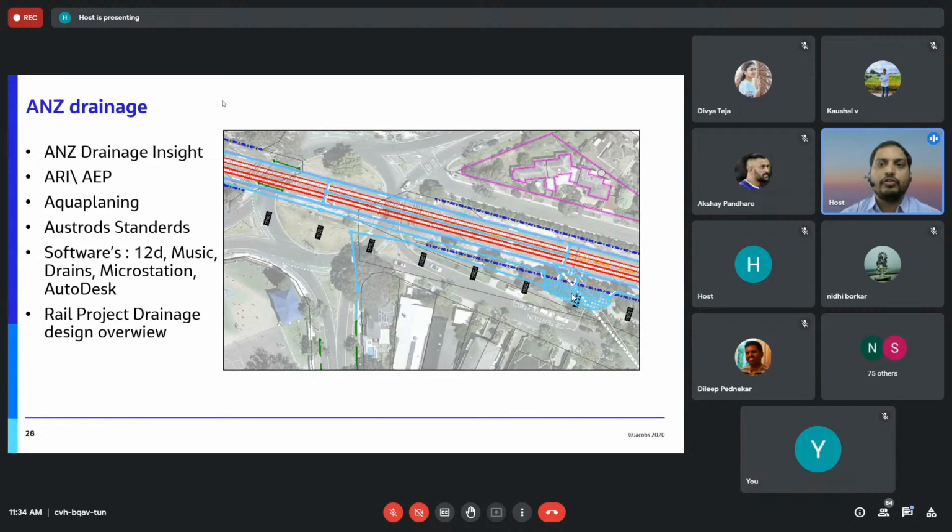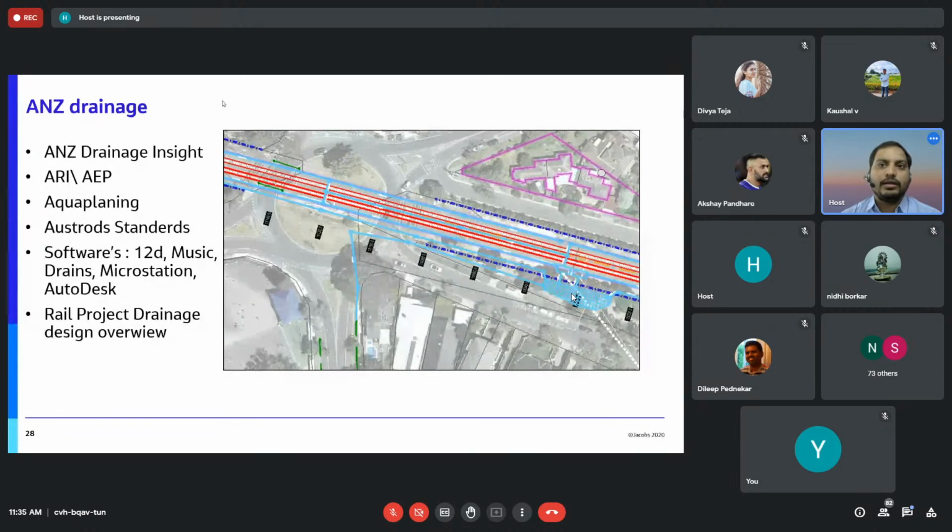So normally the software we use in the Australia New Zealand region is 12D, which is a main basic software, which is a string based software, which road people, any grading person can use, and the same files can be shared on the same software, and the drainage person can also work on that particular software, and he can produce the outputs. There are some different softwares like MUSIC, the DRAINS software, which they use for small catchment areas and for checking some quick checks.